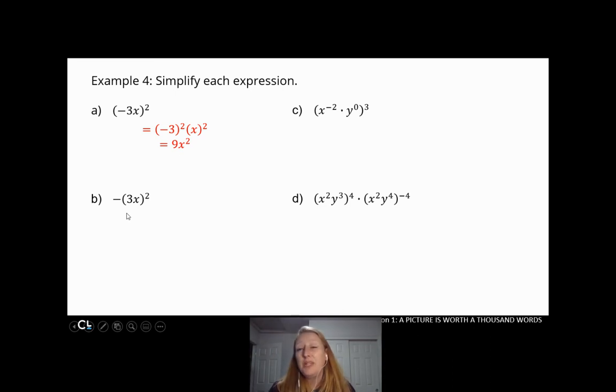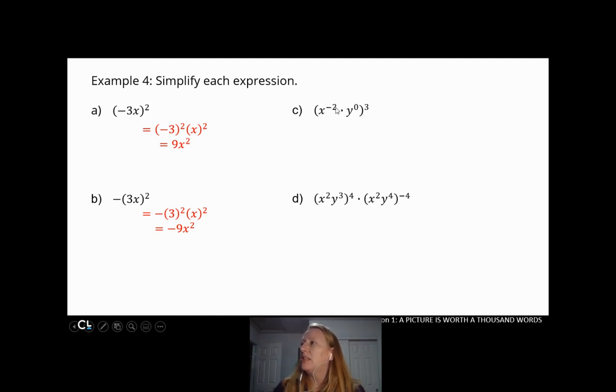Now, you may have thought B was the same problem, but it's not, because notice that the negative is outside of the base. That negative does not become part of the power. So this means the negative is just going to hang out up front, and we'll do 3 squared and x squared. And of course, 3 squared is 9, x squared is, well, x squared. But the negative was no longer inside my base. Did you catch that? So that means I ended up with the negative just hanging out in front. It's a little different, right?